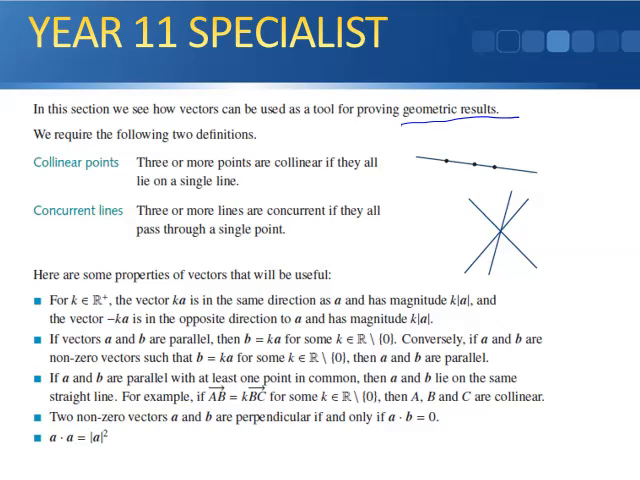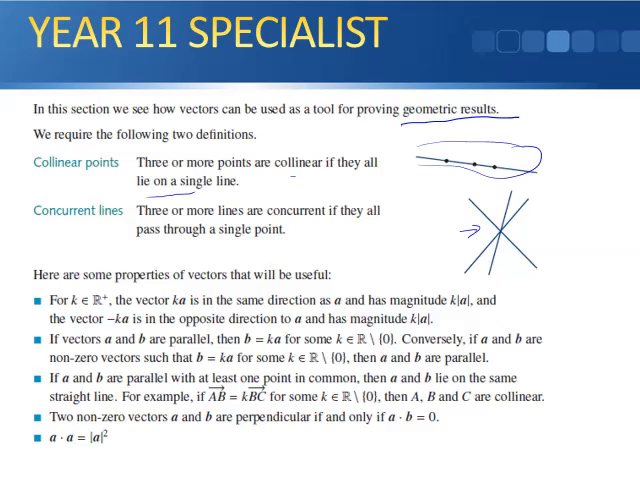Collinear points: three or more points are collinear if they lie on a single straight line. So that's an example of collinear. And concurrent lines: three or more lines are concurrent if they all pass through a single point. There we go. Some of the properties of vectors that might be able to help us.